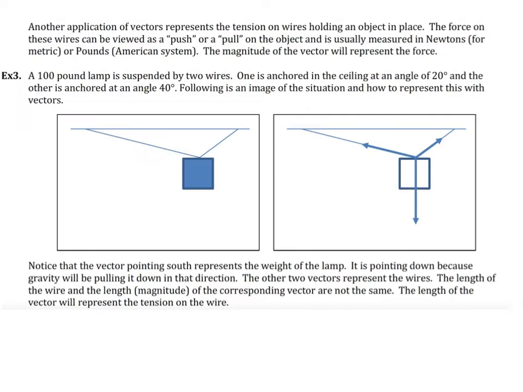So now we have our second application. This one might be a little more challenging or a little more work, but we'll see. So another application of vectors represents tension on wires holding an object in place. The force on these wires can be viewed as a push or a pull on the object and is usually measured in newtons for metric or pounds for the American system. The magnitude of the vector will represent force.